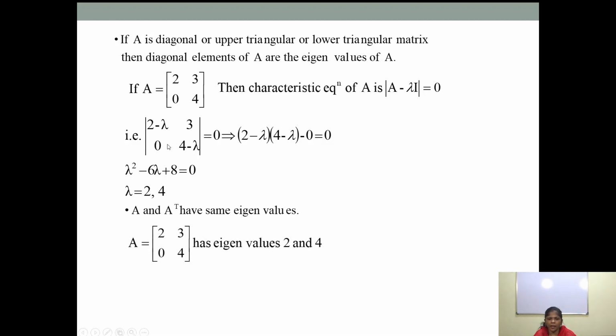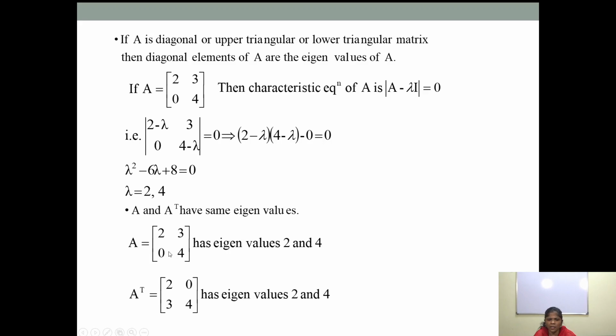So again I will take the same matrix. What are the eigenvalues? 2 and 4. Take the transpose, so 2, 3, 0, 4. If you find the characteristic equation for this, you will find again the eigenvalues are 2 and 4, or you can verify this with the help of the above property.